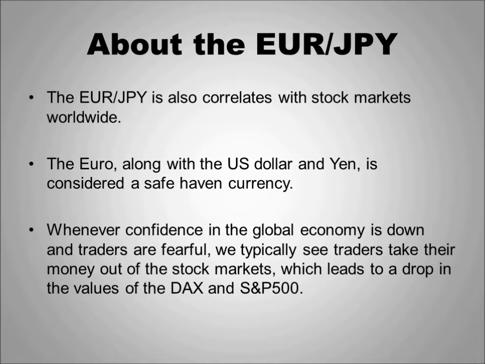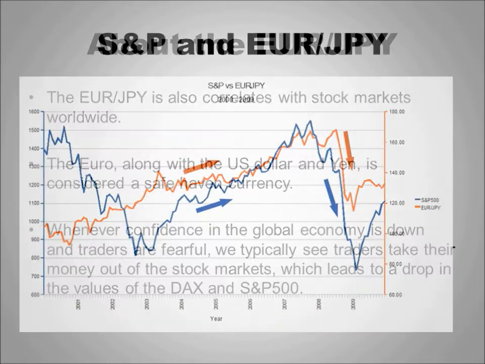Now, whenever confidence in the global economy is down and traders are fearful, we typically see traders take money off the top of the stock markets, which leads to a drop in the values in the DAX and the Standard & Poor's. So again, we're looking at what happens in the stock markets that can determine how much of an effect that will have in currencies such as the euro, the dollar, and the yen.